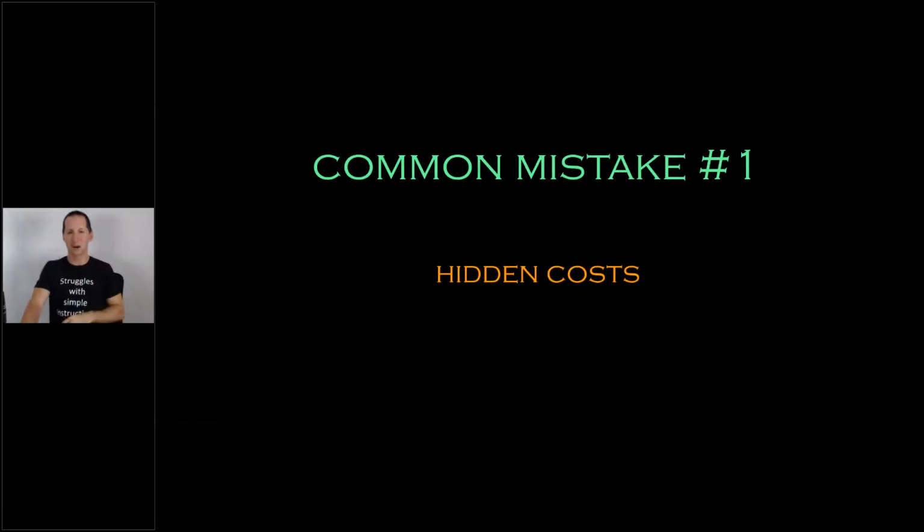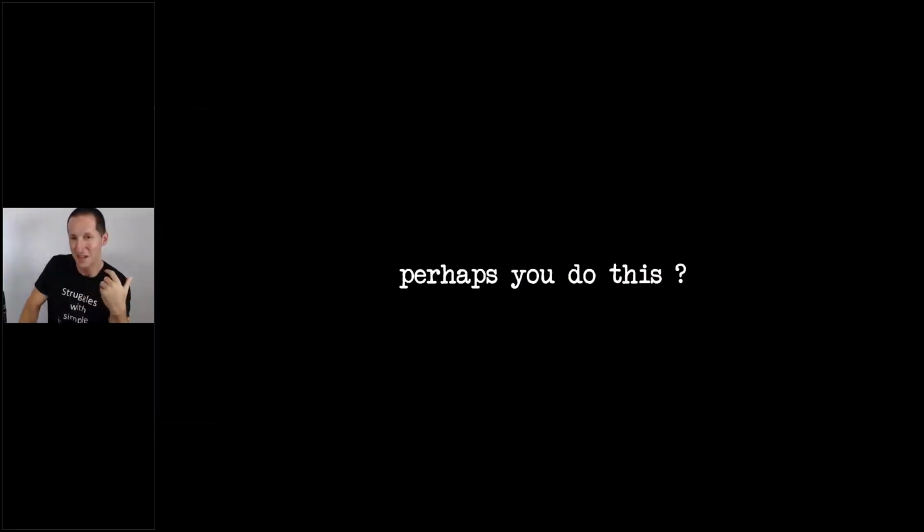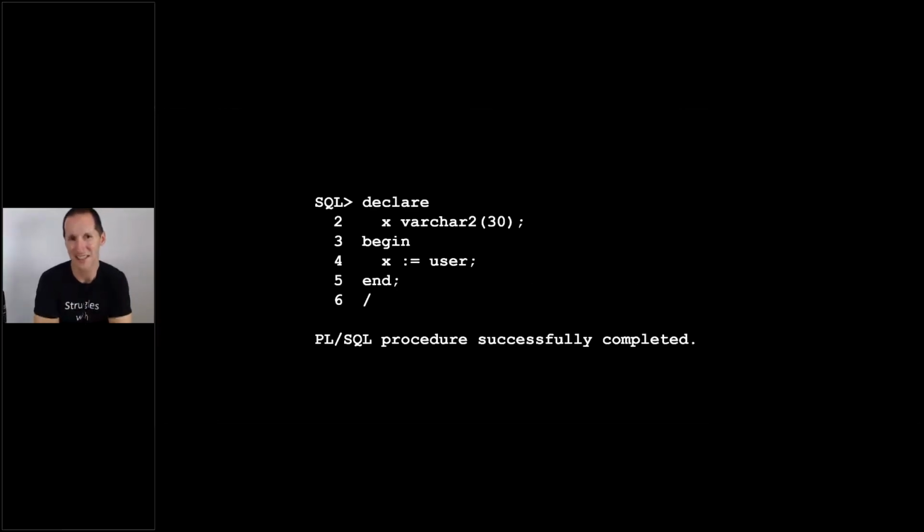What's our first common mistake? And this is what I call hidden costs. Number one, if you don't do select star from dual 2,000 times to validate a number, perhaps you do something like this. It's just a PL/SQL routine in which we assign the value user to a variable called X. No, maybe not. Well, let's build it up and see where you might actually get into this kind of position.